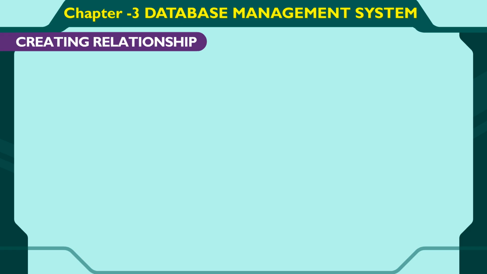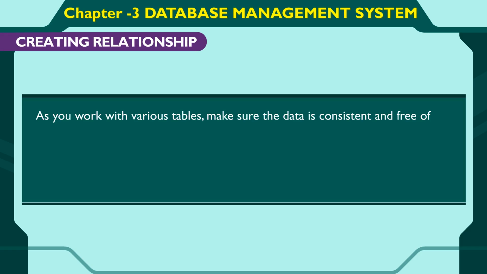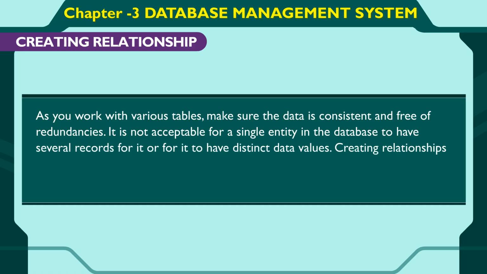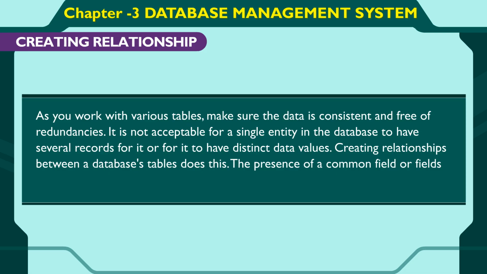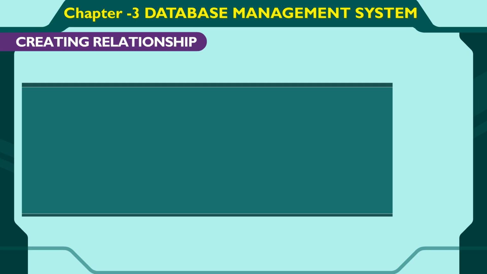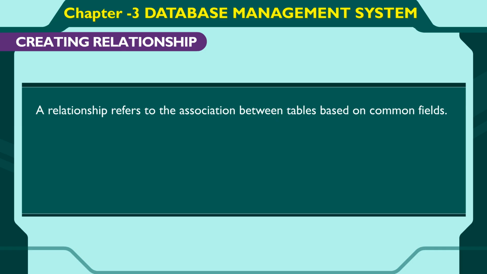Creating relationship. As you work with various tables, make sure the data is consistent and free of redundancies. It is not acceptable for a single entity in the database to have several records for it or for it to have distinct data values. Creating relationships between a database's tables does this. The most crucial need for establishing a relationship is the presence of a common field or fields between the two tables. A relationship refers to the association between tables based on common fields.